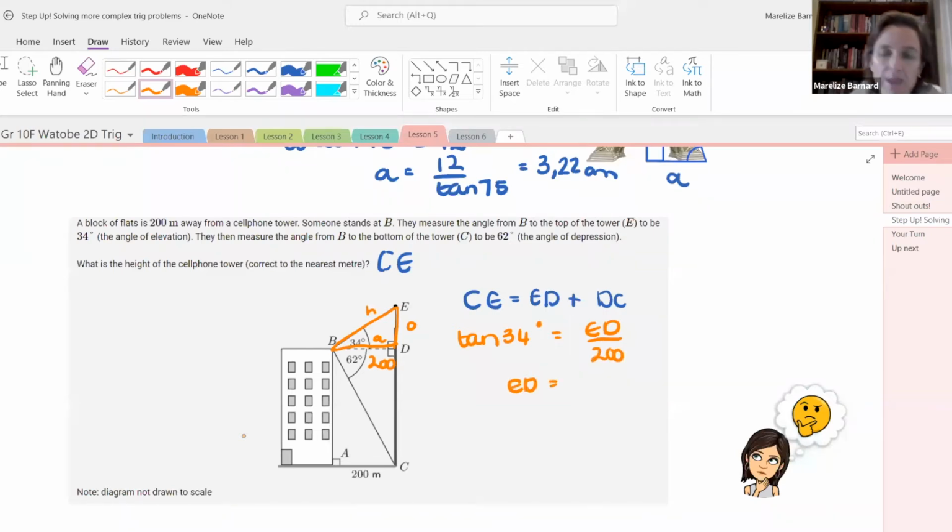Okay, and I hope you are working out with me. Definitely take screenshots. You are free to do that. I don't think it's a good idea to frantically try and write the whole thing down, but you can make a rough sketch of the problem. So then ED is 200 times tan of 34. And that gives me 134,9. And our unit is meters. Okay.